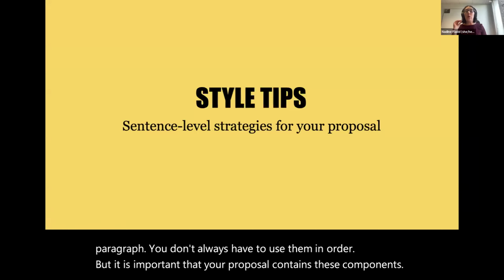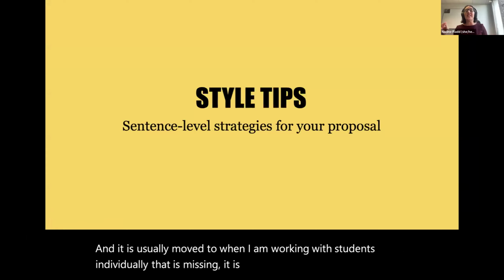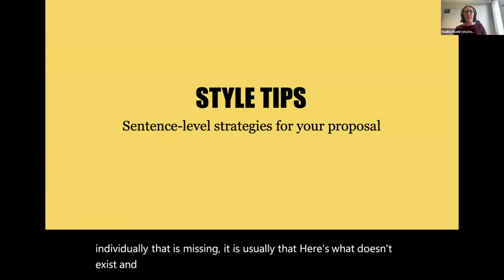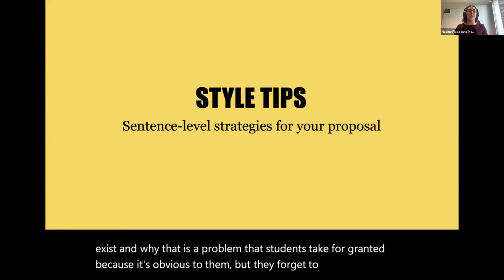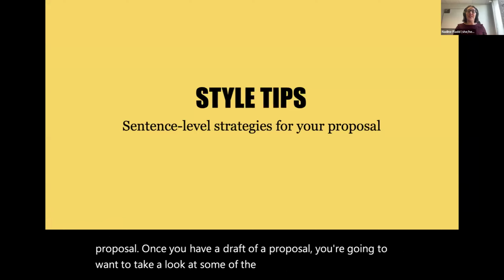And it is usually move 2, when I am working with students individually, that is missing. It is usually the "here's what doesn't exist and why that is a problem" that students take for granted because it's obvious to them, but they forget to put into their proposal. Once you have a draft of a proposal, you're going to want to take a look at some of the sentence level strategies you're using or decisions you're making.